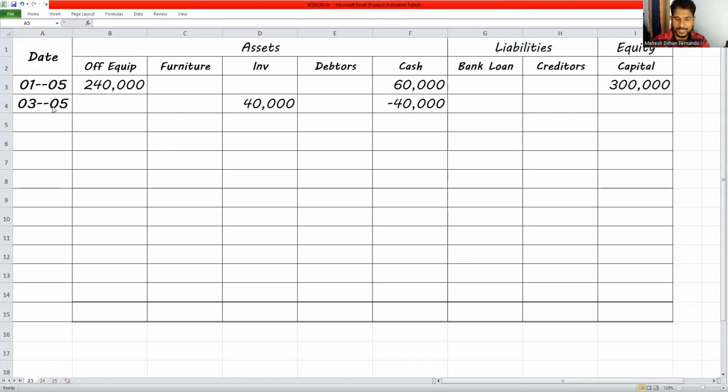Next date, 6th of May. Put the date. Obtain a bank loan valued 80,000.